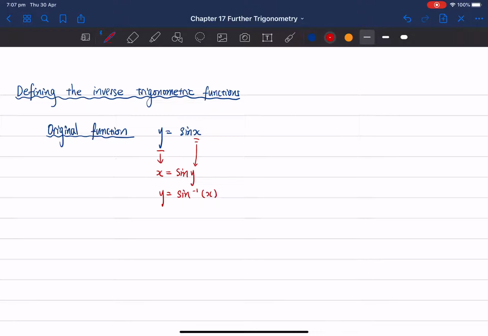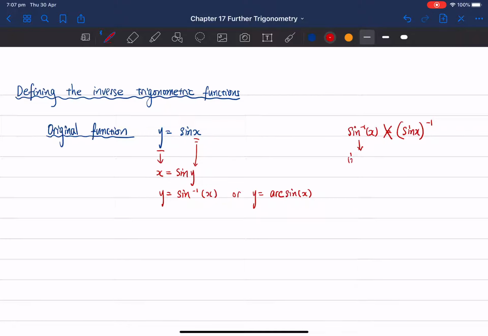There's another way we can write sine inverse x. It's also called arc sine x, A-R-C sine x. So you do need to know both notations, whether it's arc sine x or inverse sine x, where you have a power of -1. But you need to remember that sine inverse x is not equal to sine x to the power of -1. They're not equal to each other.